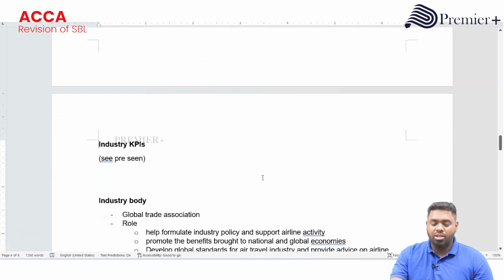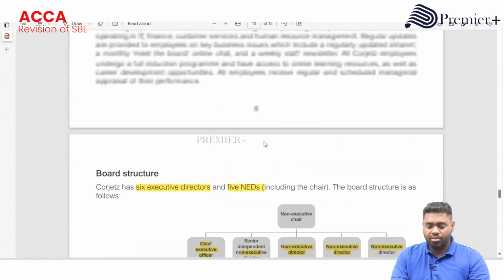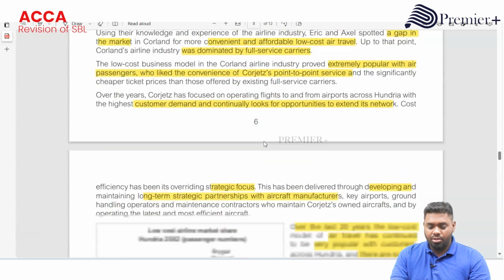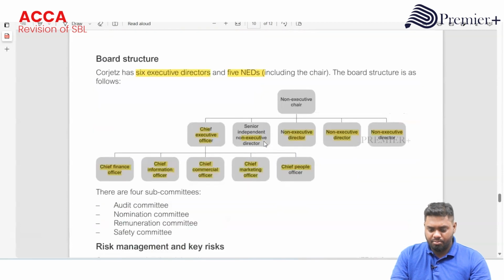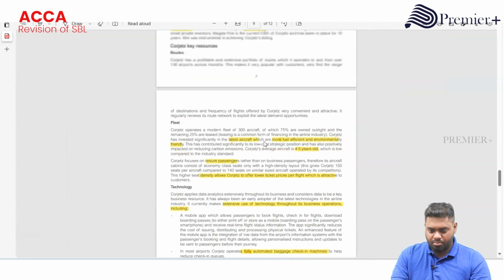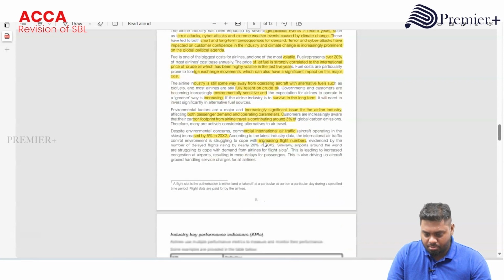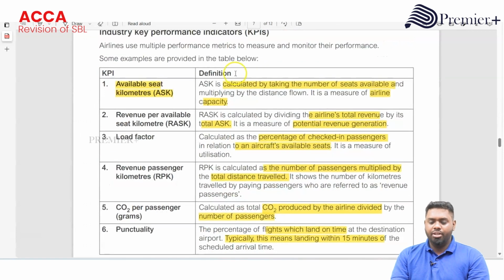Let's have a look at the industry KPIs, which is in the pre-scene. All right, it's here. If you look at the industry KPIs, some of the examples or KPIs used are shared.